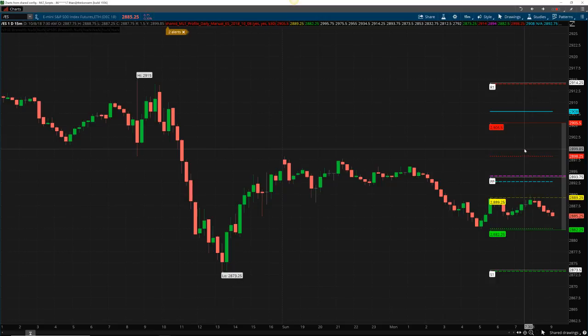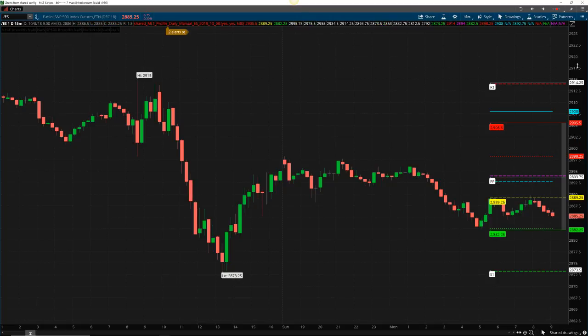Volume on the session was 2,241,000 contracts. Quite a lot there. Overnight high 28.98 quarter, and that was right when we opened in that first 15 minutes. Overnight low 28.82 half. Put in around 5 a.m.